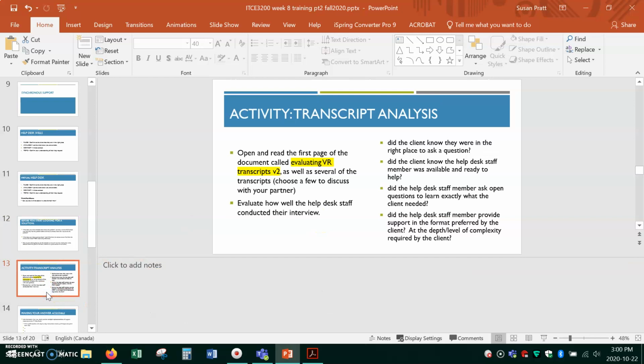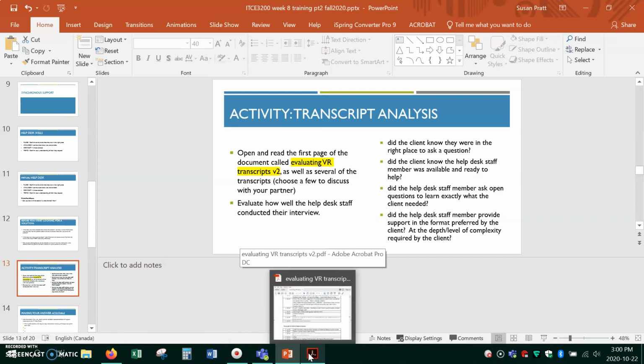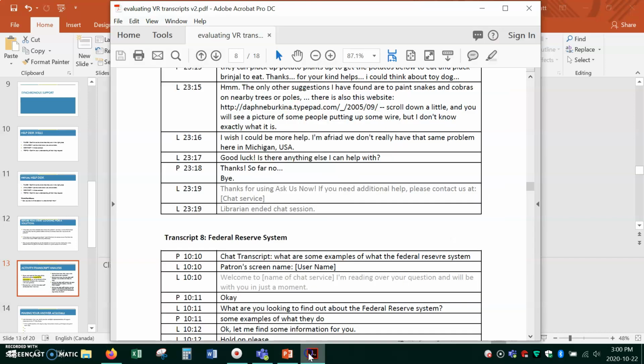So I'm going to give you access here in DC Connect. You'll see these posted. There's something called Evaluating VR Transcripts. And during our MS Teams meeting, I'm going to get you to work with a partner to look at some of these transcripts and identify what the librarians, because they're librarian transcripts, did well and what they did maybe not so well in their help desk interview and finding a solution for their patron.